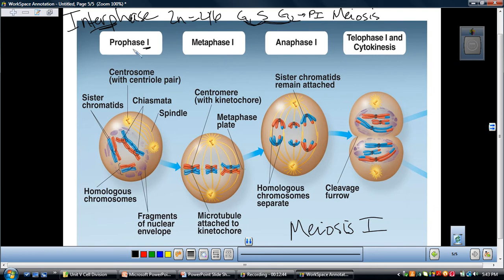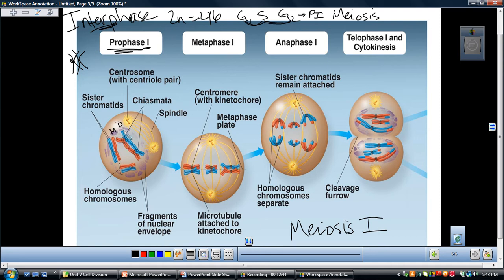Let me show you what that is. In prophase 1, instead of just having a sister chromatid pair up at its centromere, that's what we had in the cell cycle, because we're going to have sex cells at the end, we will have two come together. Like in this picture, the blue one, let's say this was the chromosome that you got from your dad. The red one is the one that illustrates the chromosome from your mom.